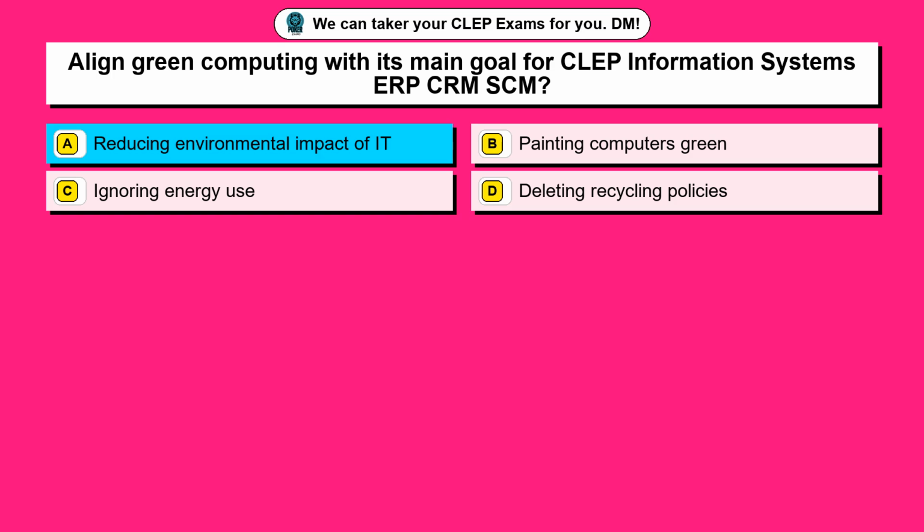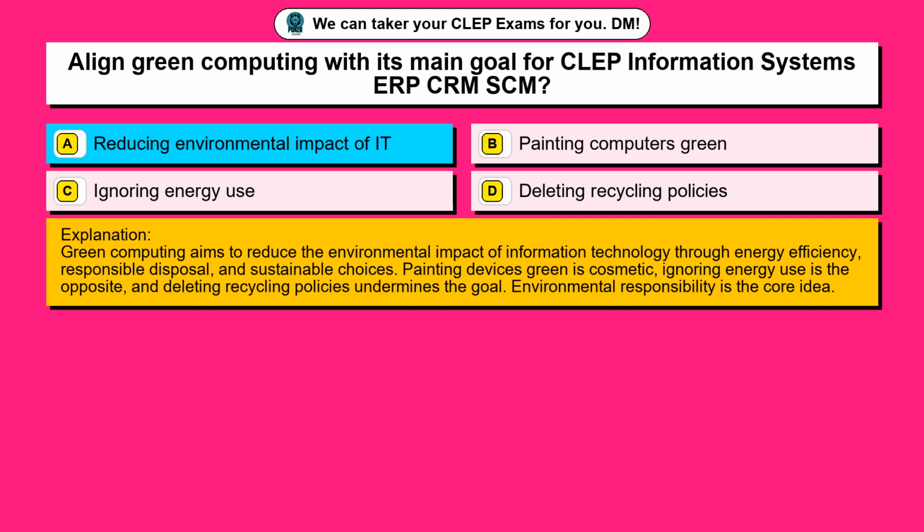The correct answer is Option A. Reducing environmental impact of IT. Green computing aims to reduce the environmental impact of information technology through energy efficiency, responsible disposal, and sustainable choices. Painting devices green is cosmetic, ignoring energy use is the opposite, and deleting recycling policies undermines the goal. Environmental responsibility is the core idea.